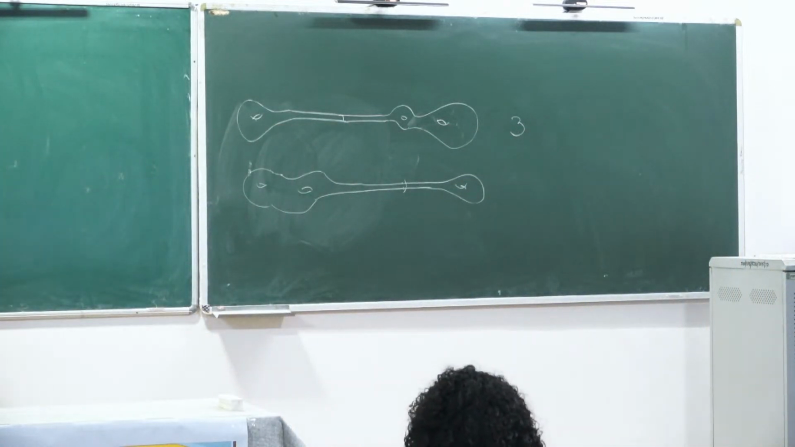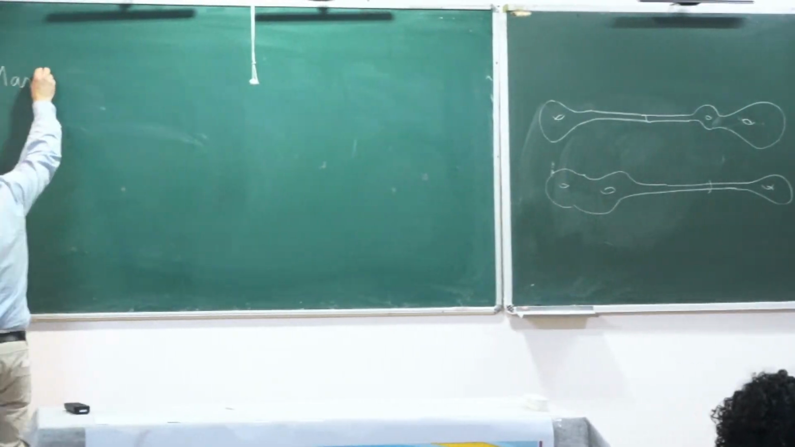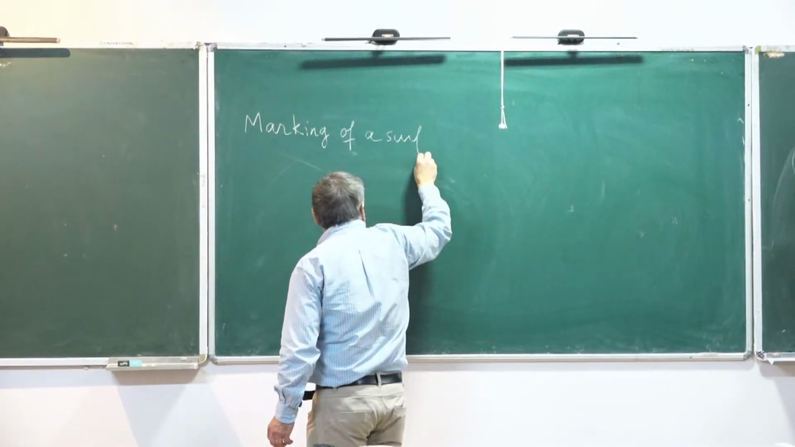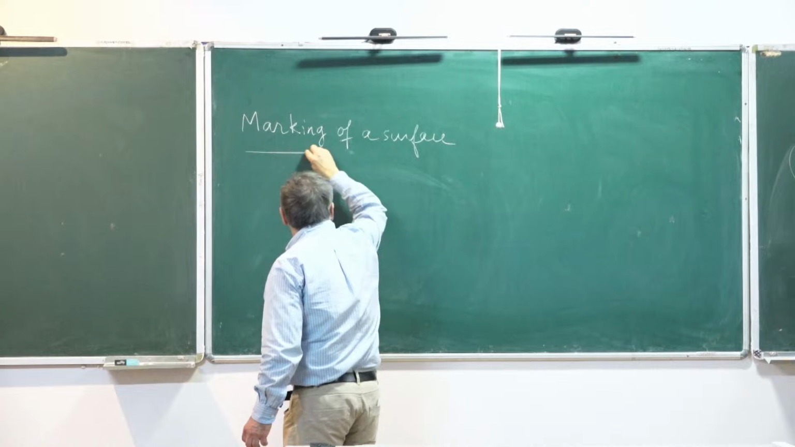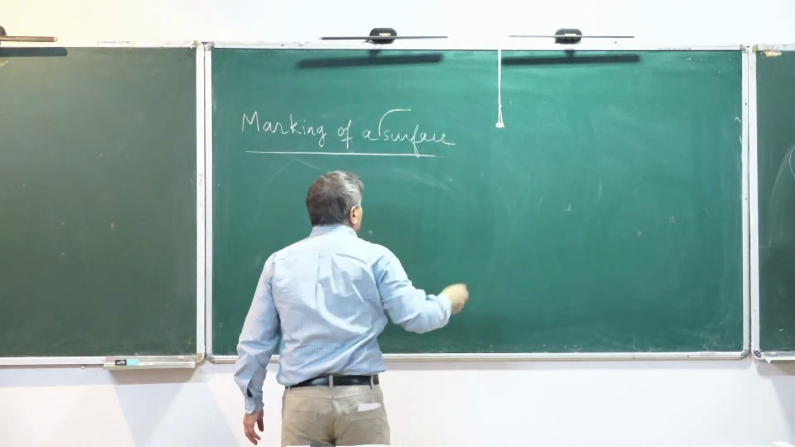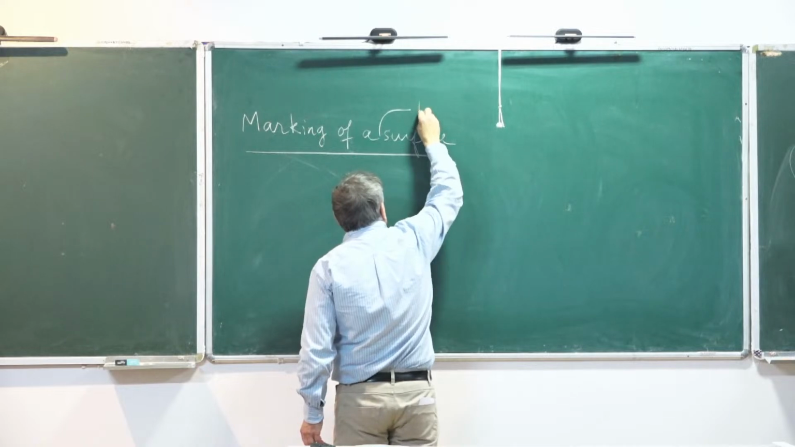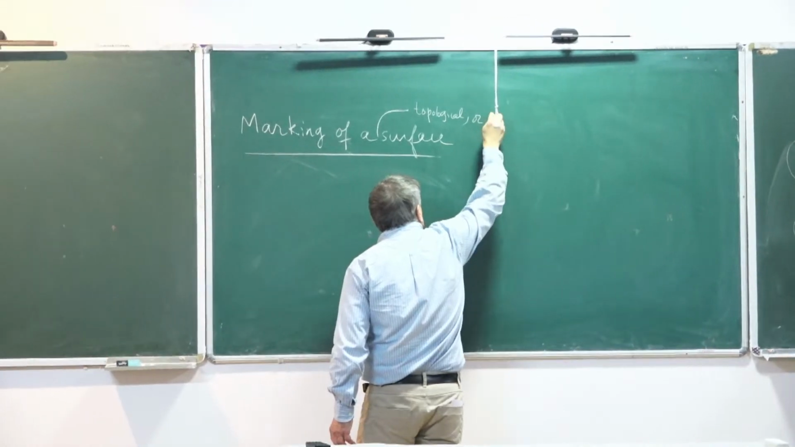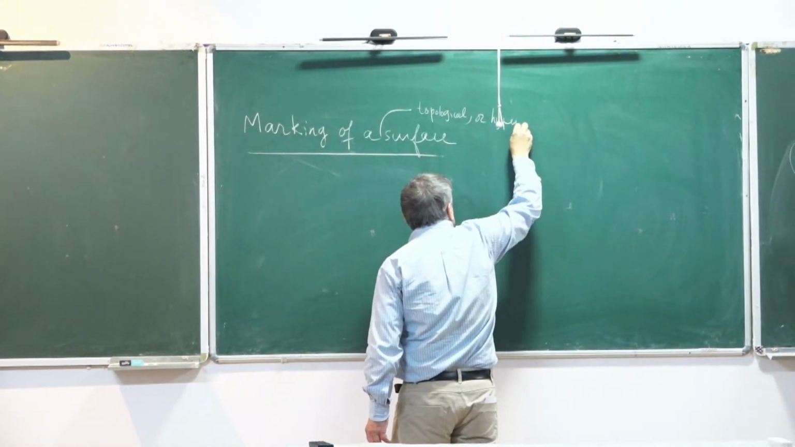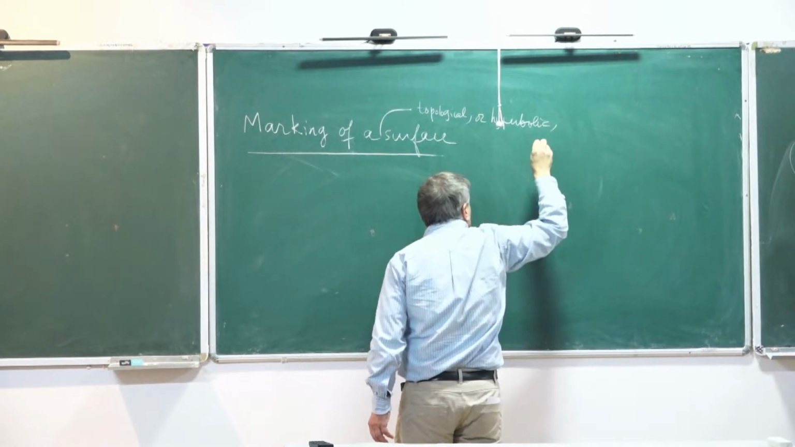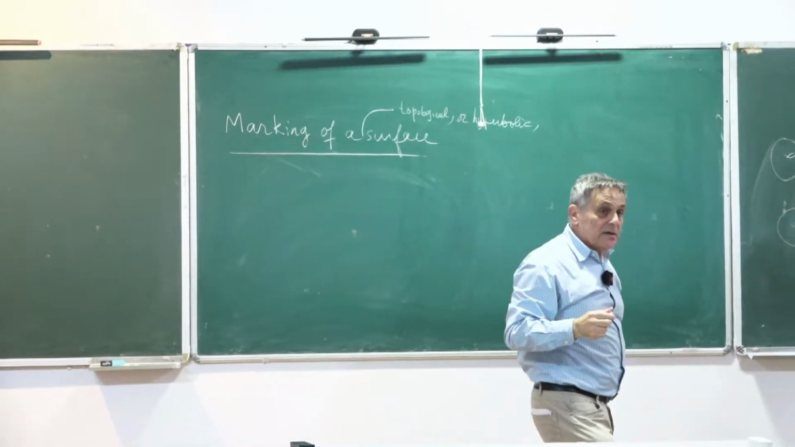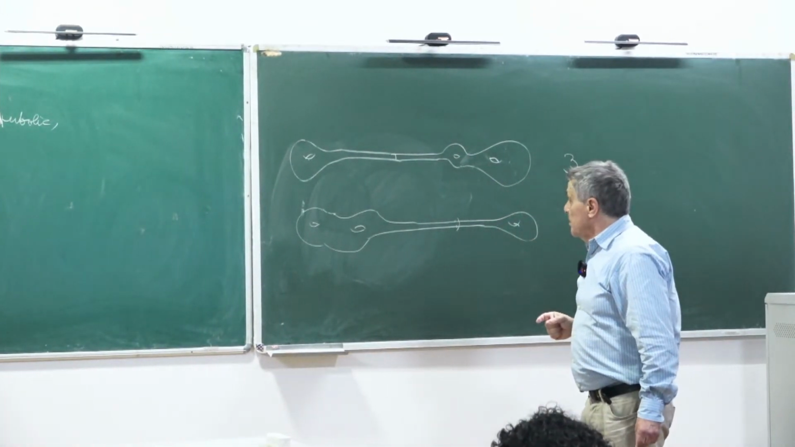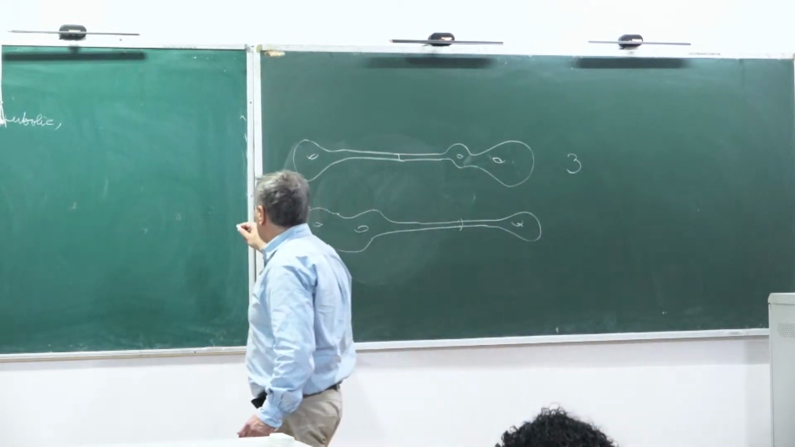In fact, there's a notion of marking of a surface. It could be of a topological surface or geometric, say hyperbolic surface, or even if it's on the torus, I have the marking of the torus. So let me tell you what is the marking. What is the marking of a surface? Because this plays an important role here.